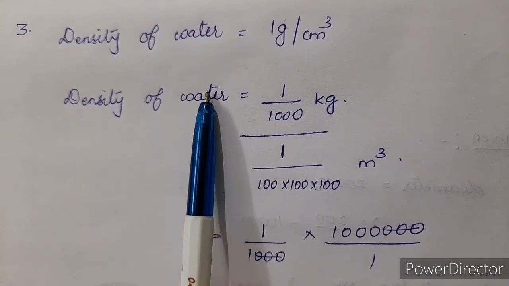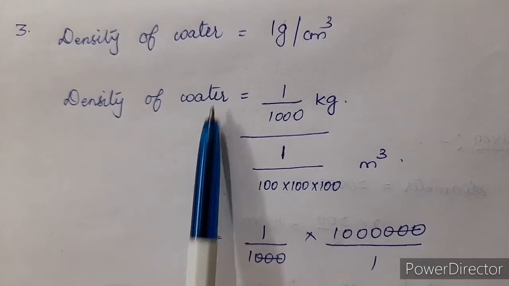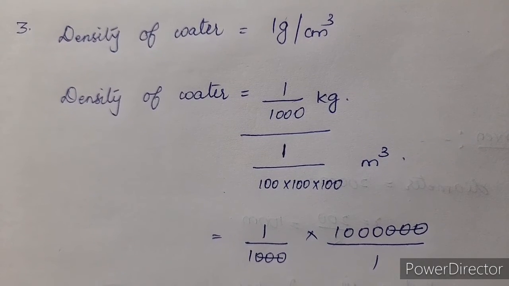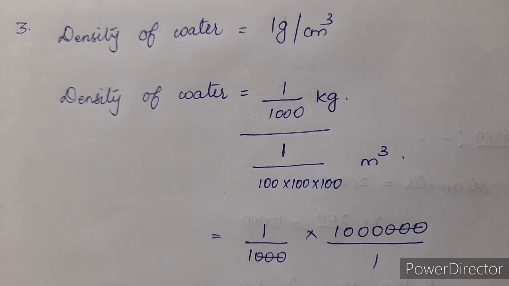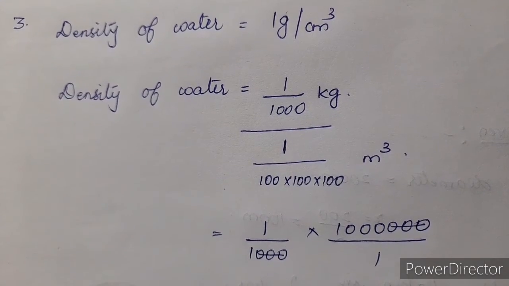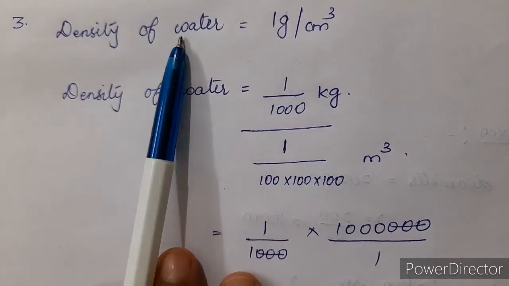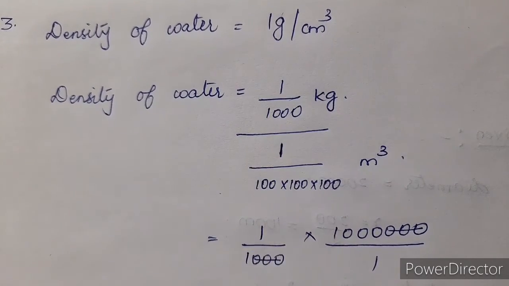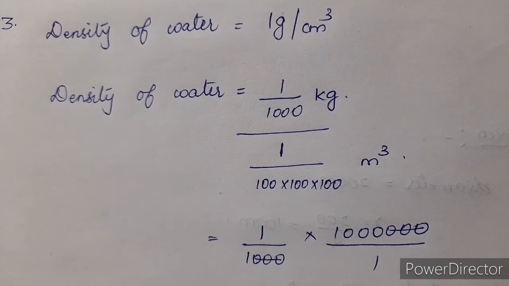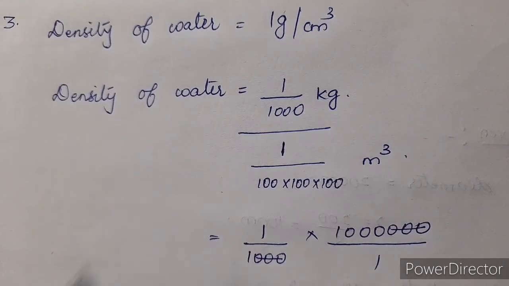Now let's move to the third question. So what is the third question? The density of water is 1 gram per centimeter cube. What is the density in SI units? Now here the density is 1 gram per centimeter cube, isn't it? Now here we are going to express this in kg per meter cube.